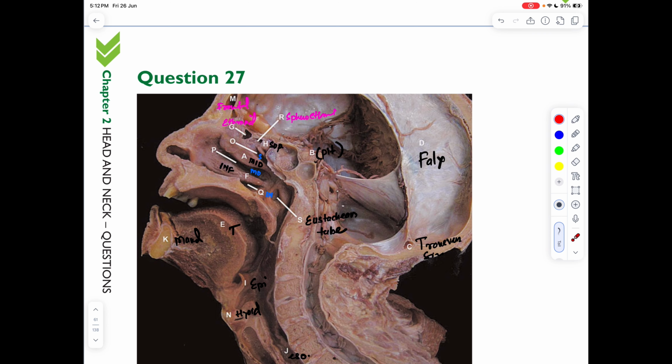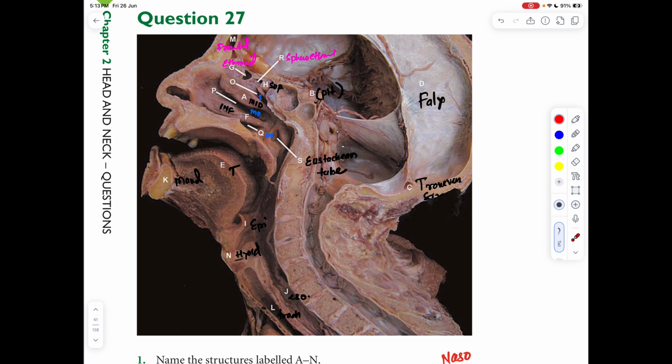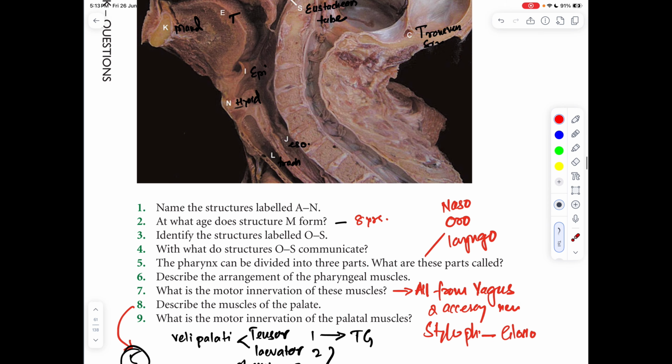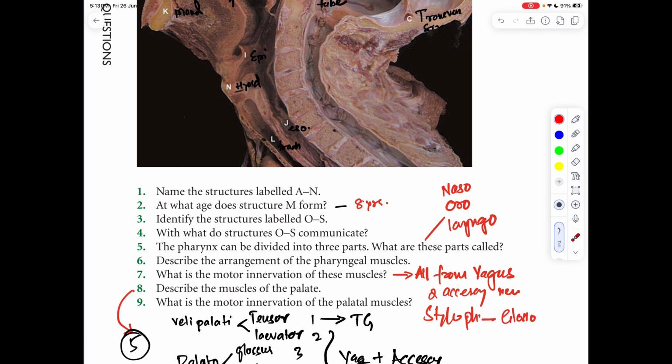So below the concha there will be meatus: middle concha, middle meatus, superior concha, superior meatus. So these are openings: superior, middle, and inferior. So what are the different openings? Then R and S. S is the opening into the ear, that is eustachian tube. So structures from O to S. What do structures O to S communicate?